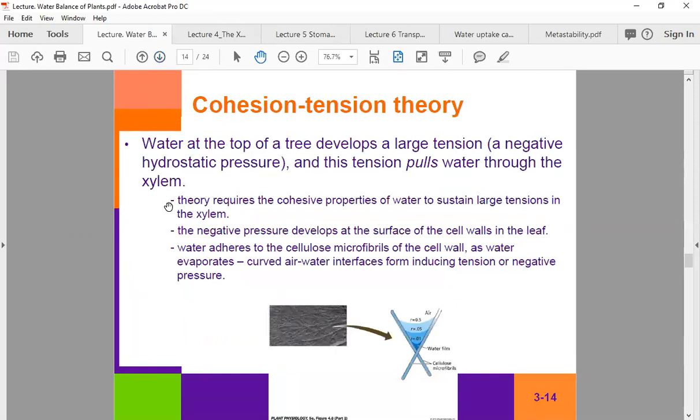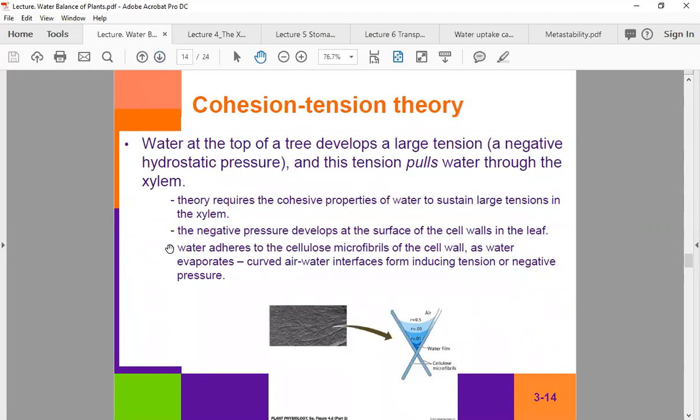So who can tell me the basis of the cohesive properties of water? What's the basis of cohesion of water molecules? Correct. Hydrogen bonding, yes, describes what we mean by cohesion of water molecules to each other. The negative pressure actually develops in the leaf, at the surface of the cell walls within the leaf. And we'll look at that in just a minute.